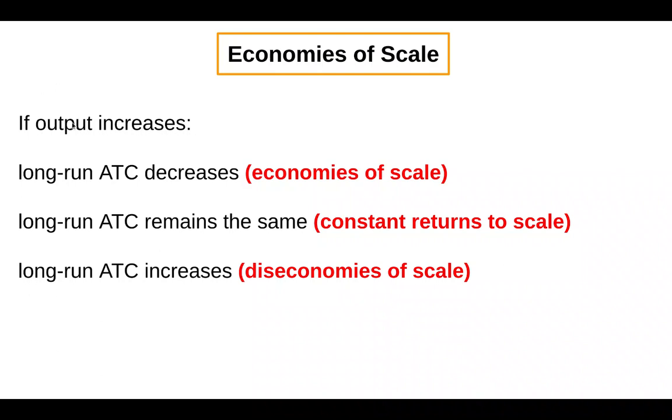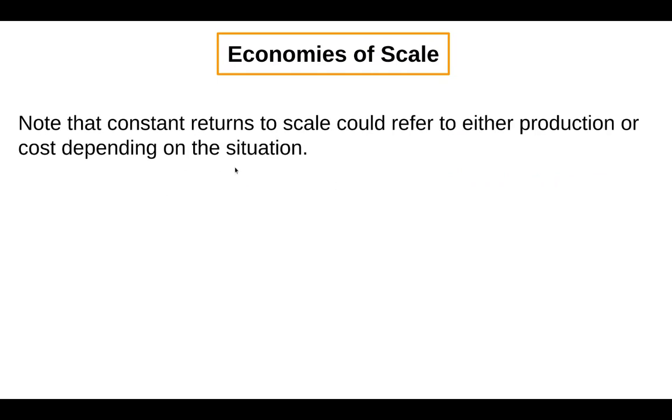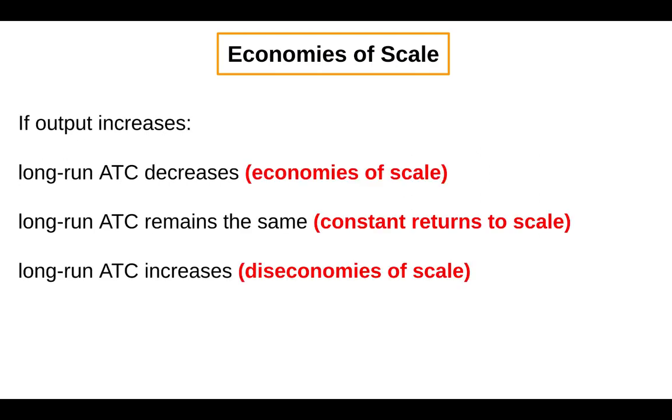However, some firms have what are called constant returns to scale, which, yes, does look just like what we said over here with returns to scale. So, this term could refer to either production or cost, depending on the situation. So, you got to be careful with what terminology means. With constant return to scale, it could mean production or it could mean cost. So, you just got to be careful with the question. So back to economies of scale, if your output increases and your LRATC doesn't change, your long run average total cost doesn't change, you have constant returns to scale.